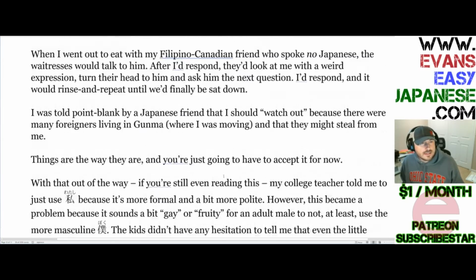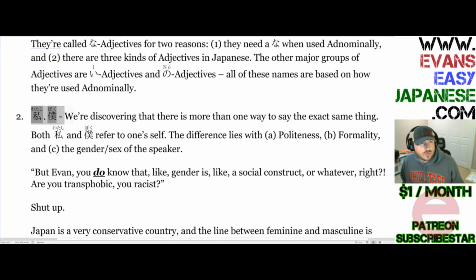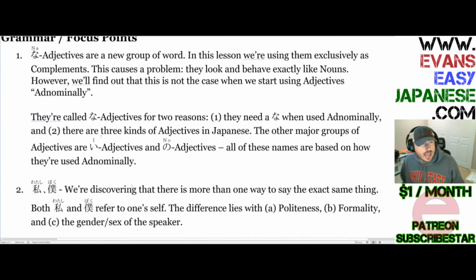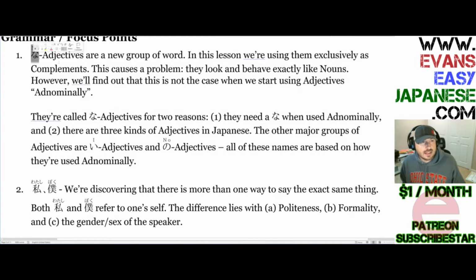I went on a rant about trying to change the culture in Japan when we were talking about how watashi and boku, one is more masculine than the other. And we talked about not adjectives and how it's a little bit confusing that there's more than one group of adjectives, but also how it's confusing that I'm not actually going to be using this not in this lesson, which will be annoying for a little while. You guys good to go? Hit it. Let's try it.